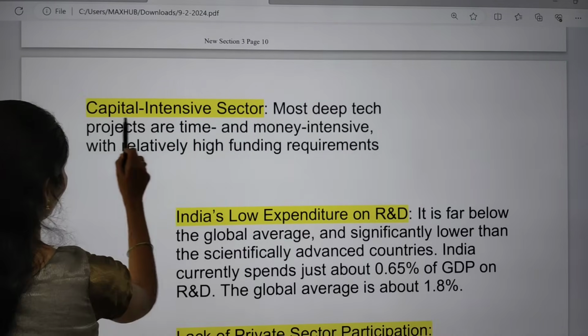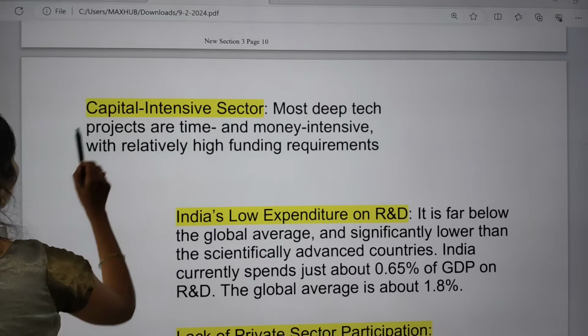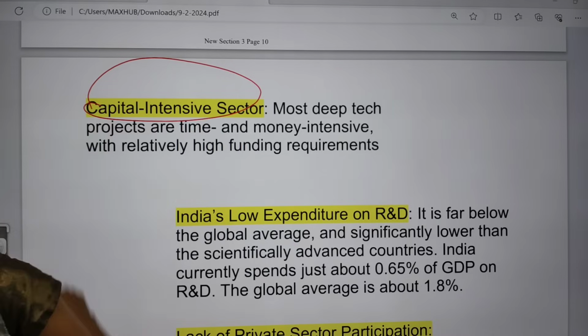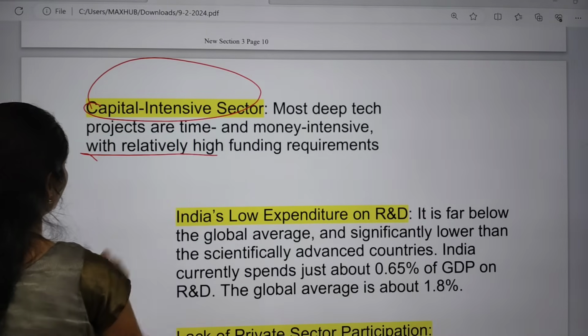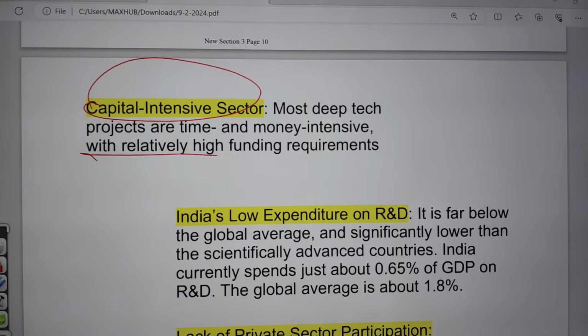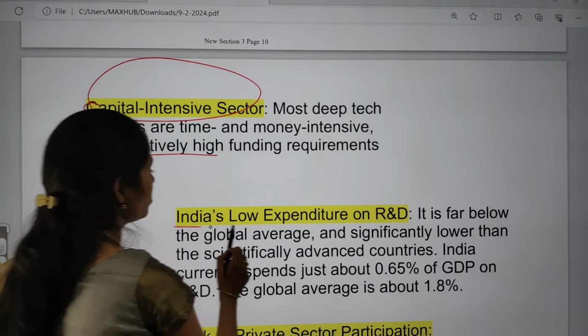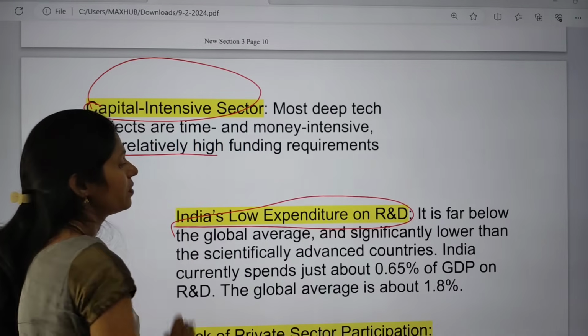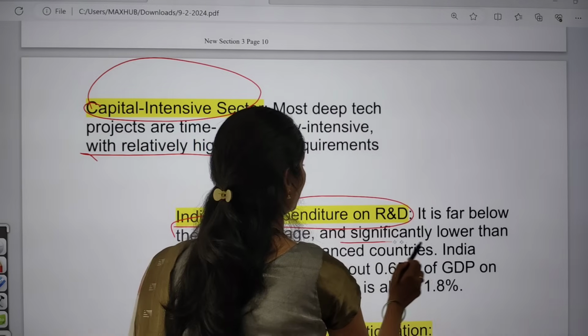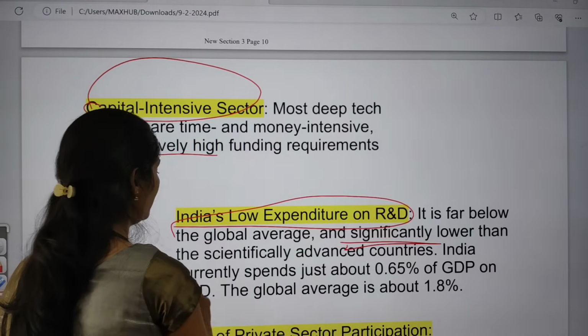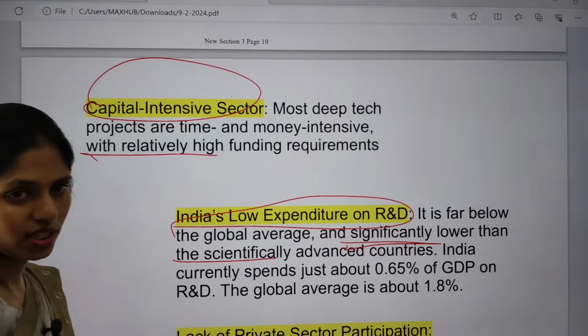So here, the capital investment sector, the first one is most deep technology products. They are time taking as well as money taking, they are money intensive. So with this, relatively high funding requirements. And this one is India's low expenditure on R&D. So it is far below the global average, and significantly it is very much less than the scientifically advanced countries.